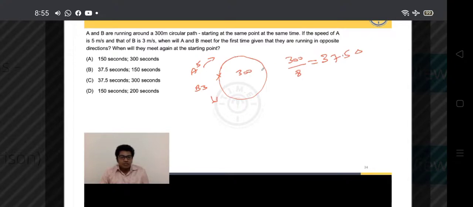Starting point is nothing but LCM. So 300 divided by 5, 300 divided by 3. So LCM of the fractions: LCM of the numerators by HCF of the denominators. So 300 is the numerator, HCF is 1. So after 300 seconds they'll meet for the first time at the starting point. Hence 37.5 and 300 are the answers. So easy, direct, simple calculation, LCM or formula substitution.